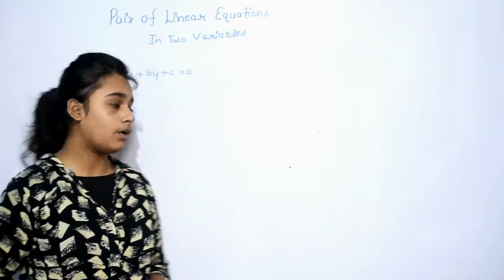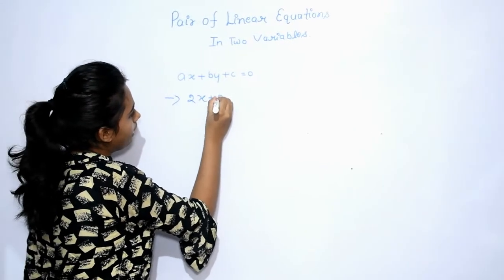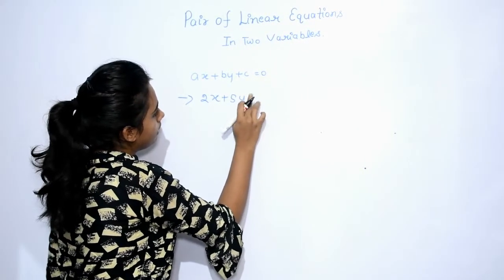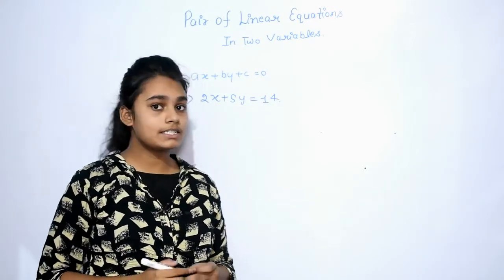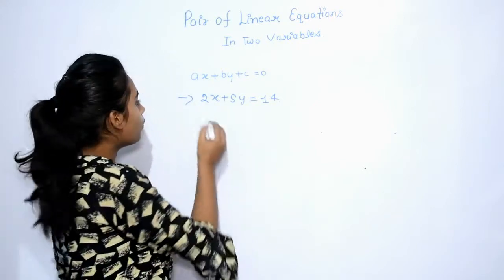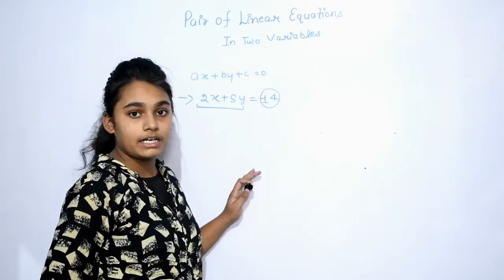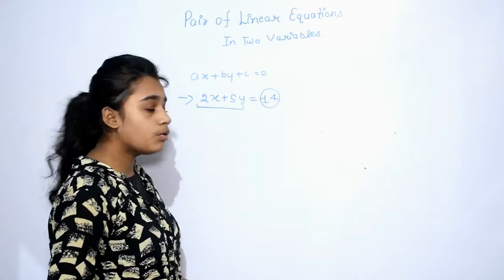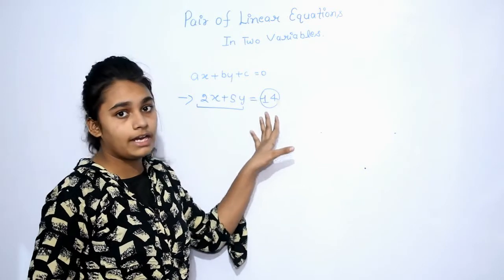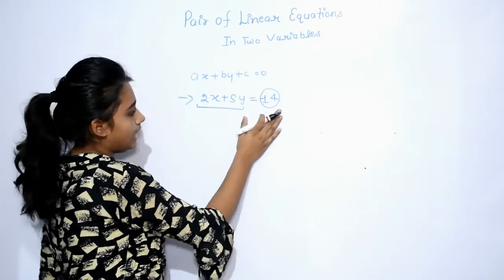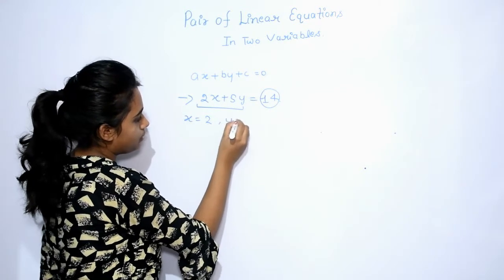Now take one example, that is 2x plus 5y equals 14. For solving these types of examples, we should know what our LHS part is and what our RHS part is. Here our RHS part is 14. So we should put the values of x and y according to getting our RHS part. For getting our RHS part, we will put x equals 2 and y equals 2.